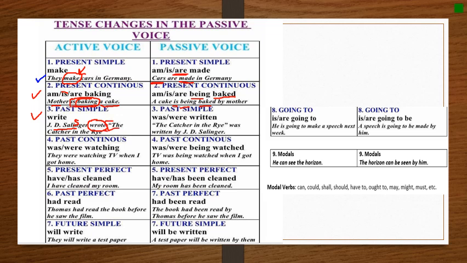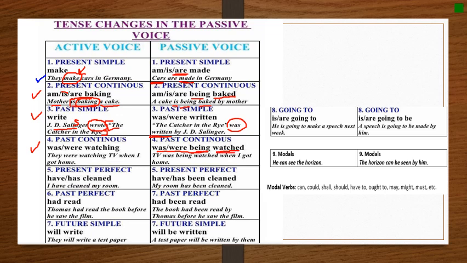What did he write? The Catcher in the Rye. So The Catcher in the Rye, which is a book, one book. Okay, The Catcher in the Rye was, so it was past participle of write, written by J.D. Salinger. Past continuous: was or were plus being plus past participle. Okay, be very careful with the continuous tenses. Was or were, depending on the subject, plus being, plus past participle.